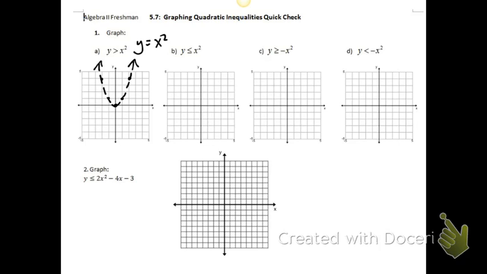And then, since it's y greater than x squared, remember if you have a greater than sign, you have to shade above the vertex. So you should have shaded in that area there.